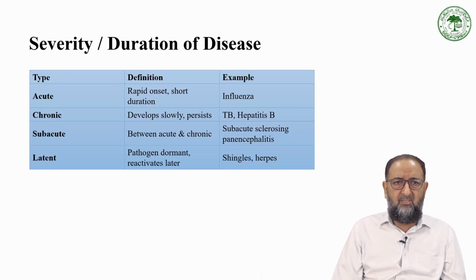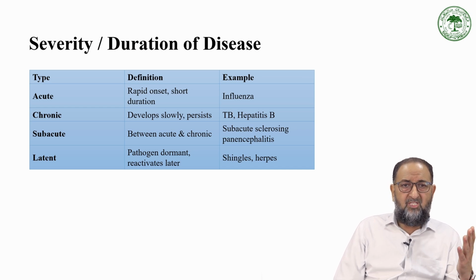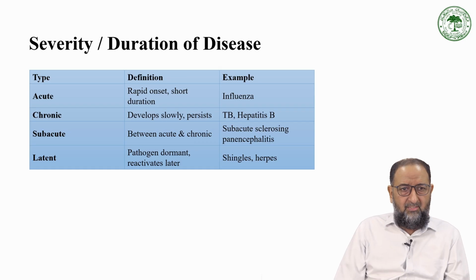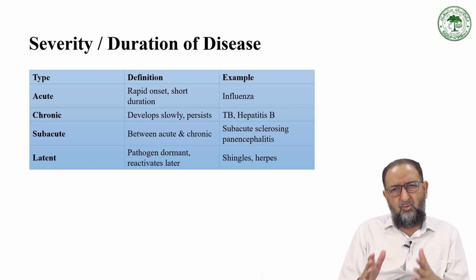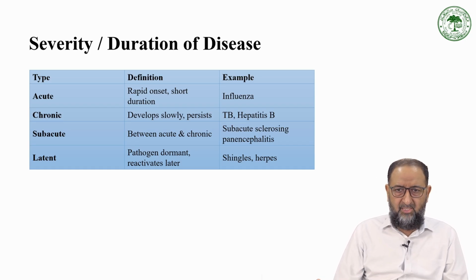Now, the severity of a disease, like the duration of a disease: acute disease, chronic disease, subacute disease, latent disease. A sudden onset and short duration is called acute disease, like influenza. Then we have chronic disease, which develops slowly and persists for a long time, like TB and hepatitis B. Then subacute, between acute and chronic, like subacute sclerosis. Then we have a latent stage.